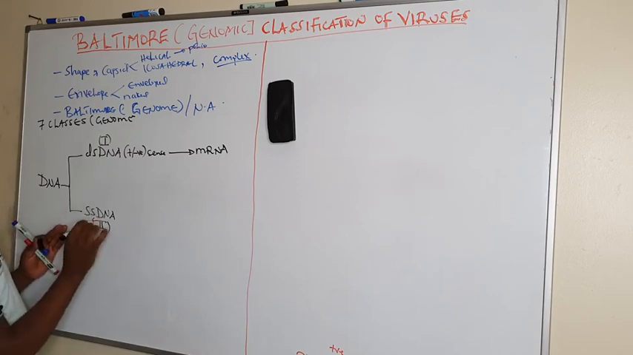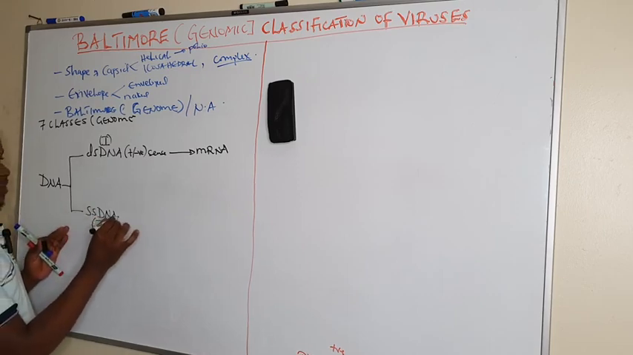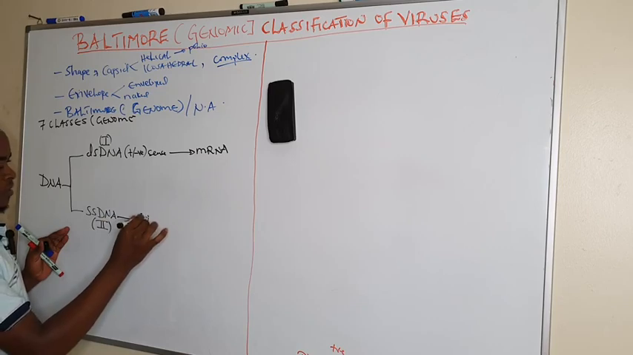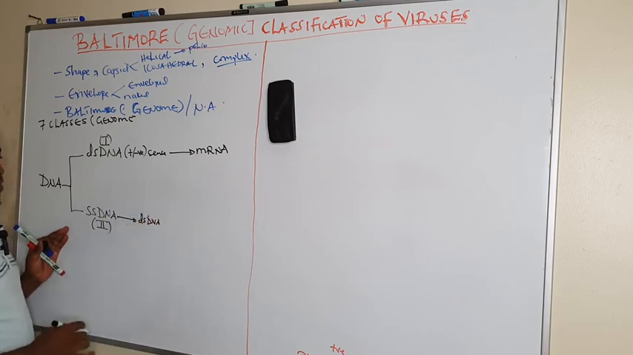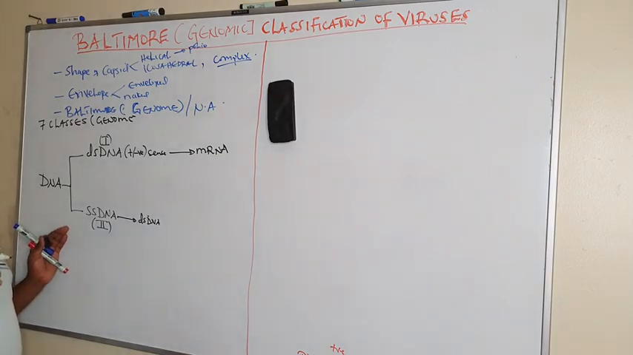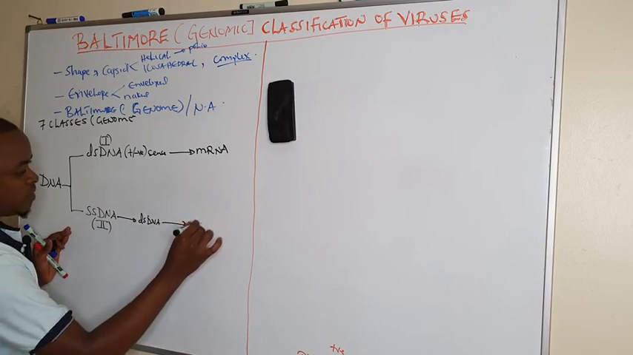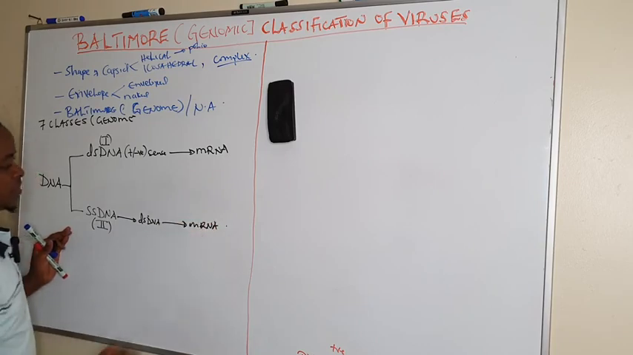They are transcribed, or used for protein synthesis. Whereas single-stranded DNA viruses are first converted to double-stranded DNA using DNA-dependent polymerase, and then later to messenger RNA as a template.